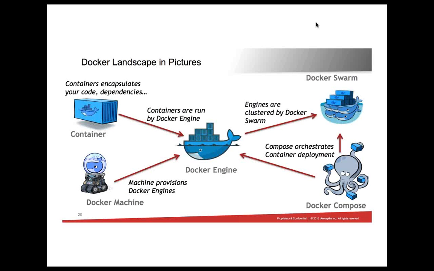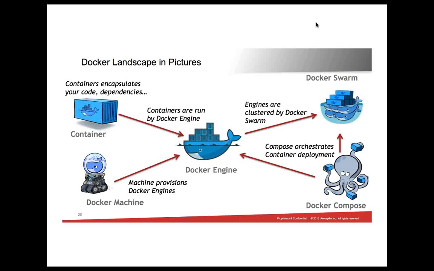How do you get a Docker engine? Well, you use Docker Machine on the bottom left to go provision those engines. You can provision as many as you need. Typically on a laptop, you're going to have one engine running, but in your test environment, you could literally have tens or hundreds. And so how do I now orchestrate all of those containers?